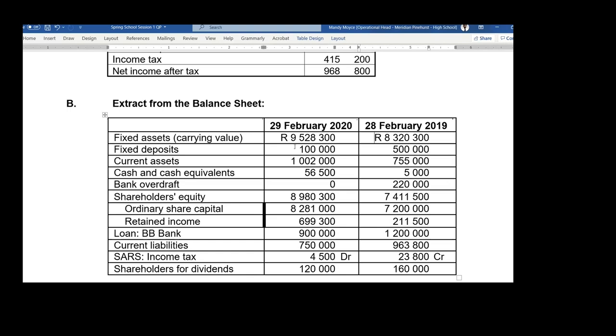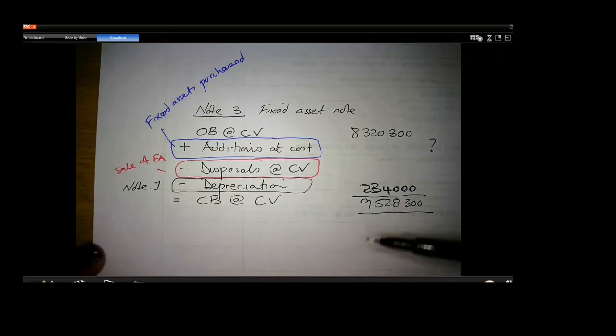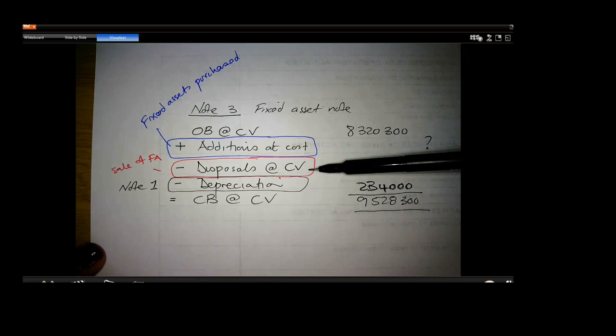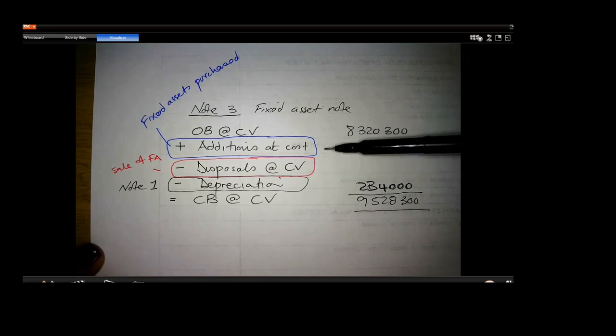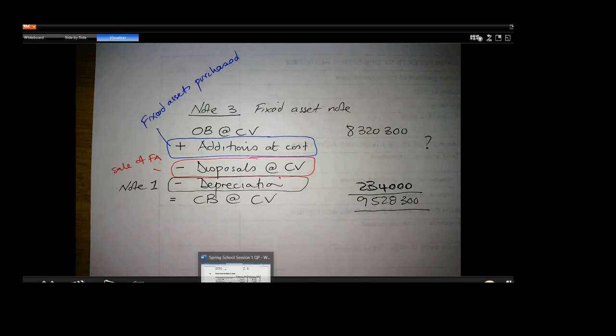Now all I have to go and do is find disposals. Remember, additions is my... All I'm going to have to do is now find disposals. They must give me information. That is my balancing figure. Okay. So I go and look.